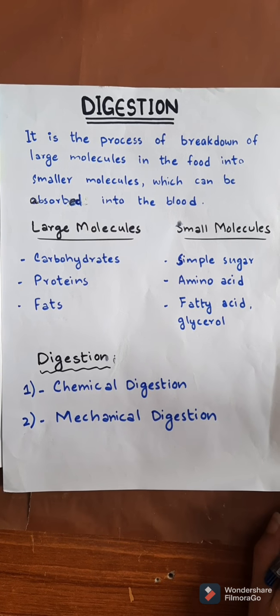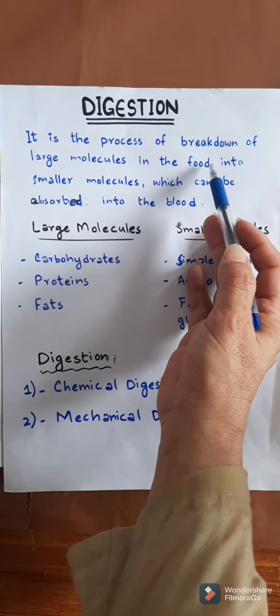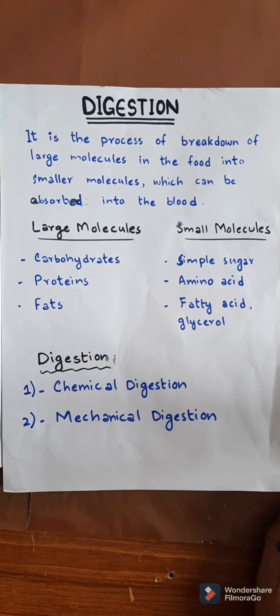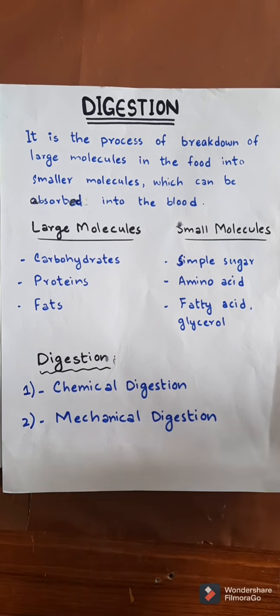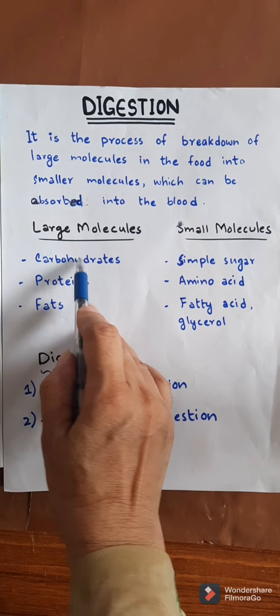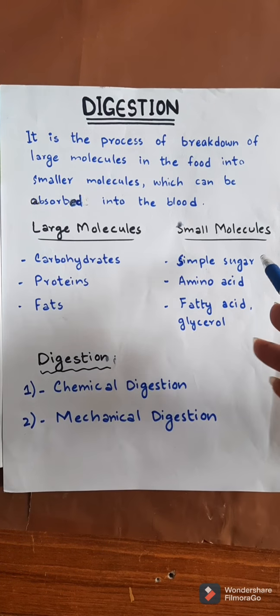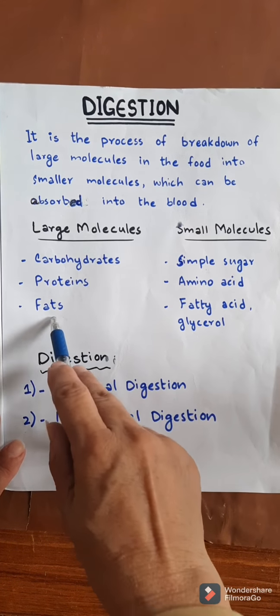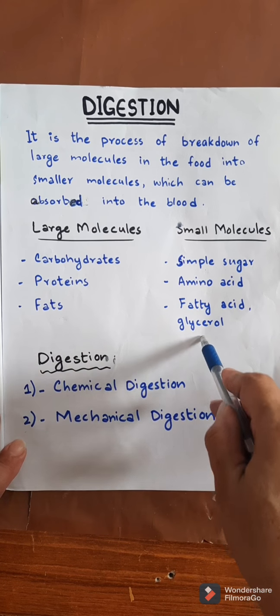You have also learnt about the term digestion, that it is the process of breakdown of large molecules in the food into smaller molecules and its absorption into the blood. The larger molecules are carbohydrates, proteins and fats. After digestion, carbohydrates are converted into simple sugars like maltose, fructose and galactose. Proteins are converted into amino acids and fats are converted into fatty acids and glycerol.